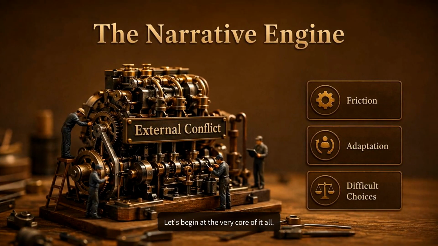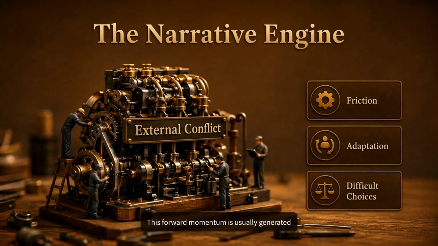Let's begin at the very core of it all. Every plot-driven story runs on a primary engine, and that engine is external conflict. Without friction, a story simply stands still. External conflict provides the resistance that forces your protagonist to move, to adapt, and to make difficult choices.